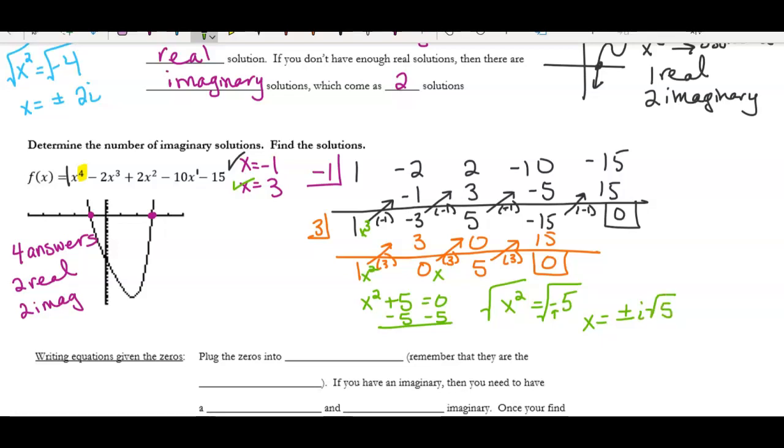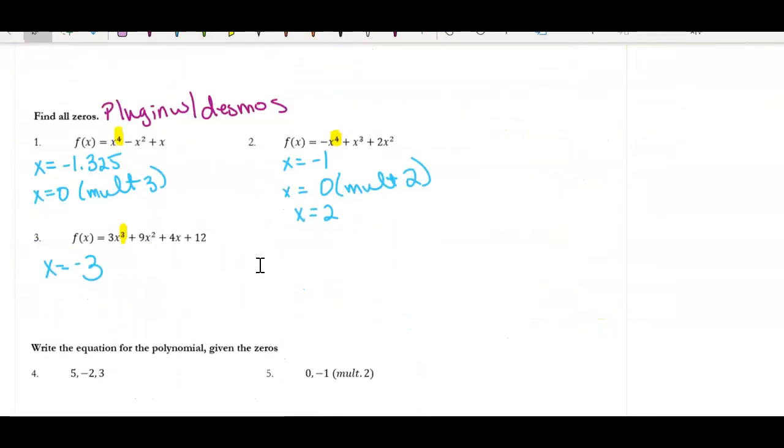So then my 2 real answers are -1 and 3. And my 2 imaginary answers are plus or minus i square root of 5. And that's the answer for that problem. So again, what I did was I found my real answers where it crossed the x-axis. I knew I was supposed to have 4, but I only had 2. So I had to divide by those two so that I could get something to solve to find my last one.